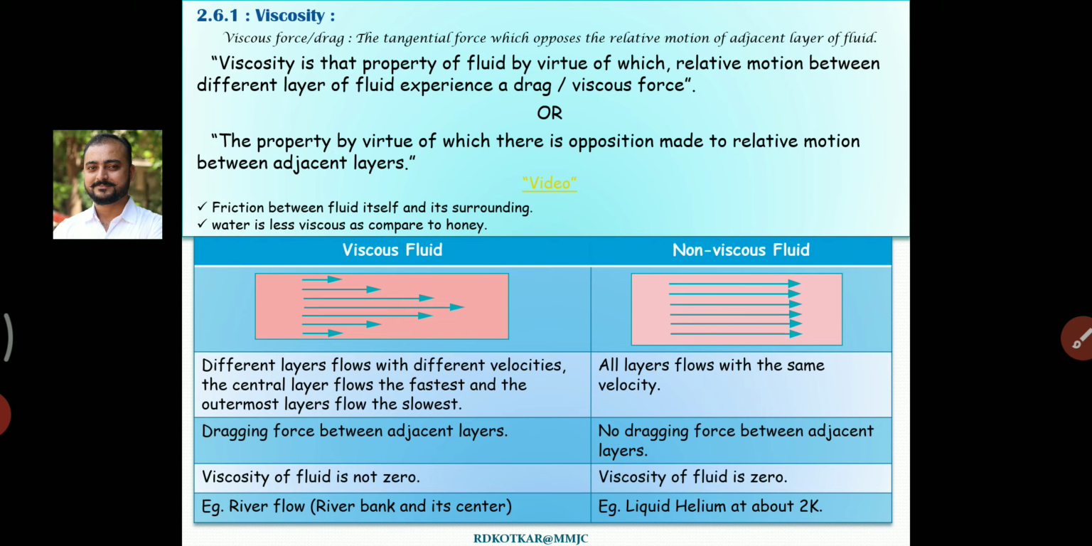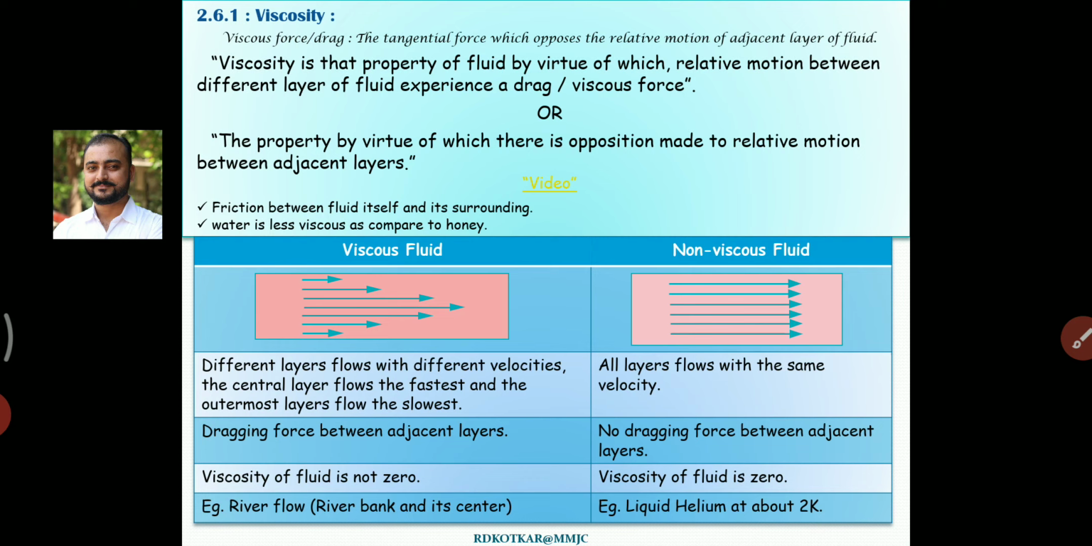In viscous fluid, dragging forces between adjacent layers are present, while in non-viscous fluid, no dragging force between the adjacent layers is present. In viscous fluid the viscosity is not zero, it has a certain value, but in non-viscous fluid, the viscosity is 0.